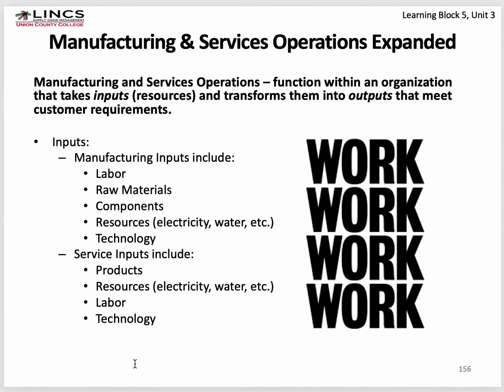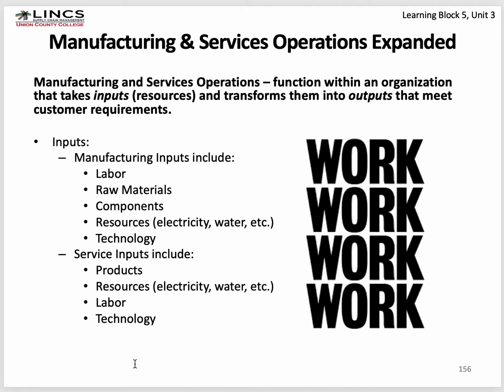So when we look at inputs, manufacturing inputs include labor, raw materials, components, resources, which are your utilities of electricity, water, etc. Technology, which is the technology of the machinery, but also the IT technology that helps one person basically run 6 injection molding machines.